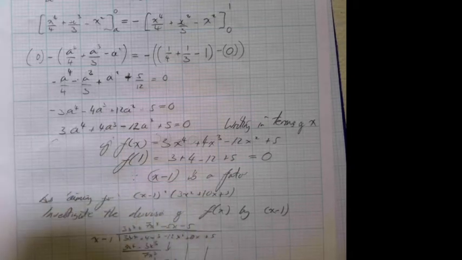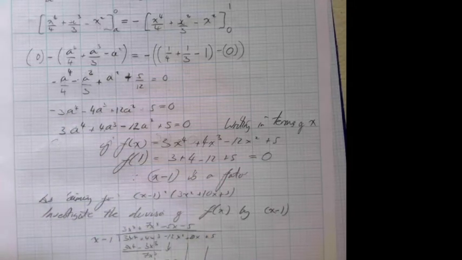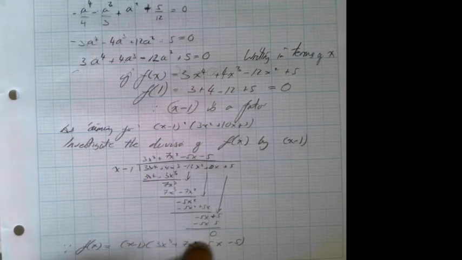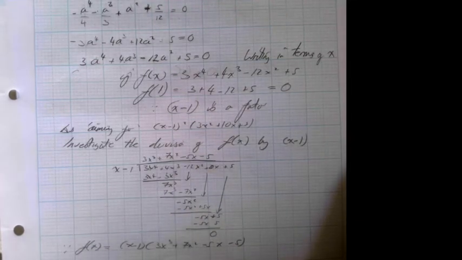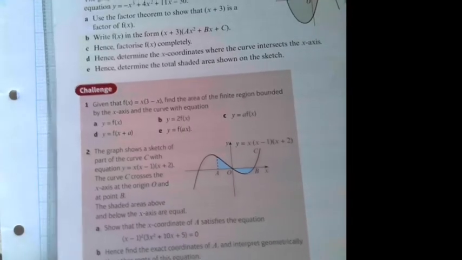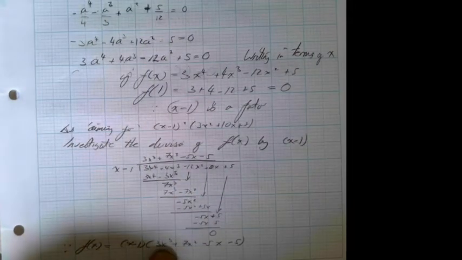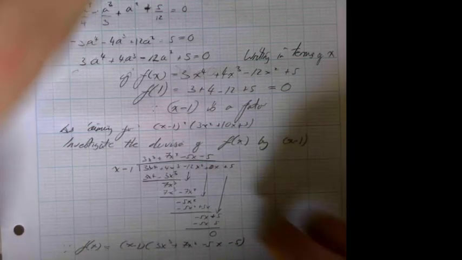And doing so, we get 3x cubed plus 7x squared minus 5x minus 5. So now I can write my f of x as this expression here. And if we remember from the textbook, we're told x minus 1 squared is a factor, so it should be true as well that I can take x minus 1 as a factor out of this factor of the whole function. So that's what we're going to do.